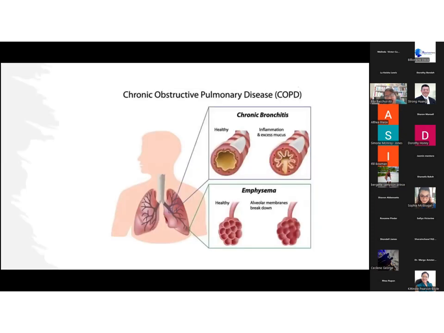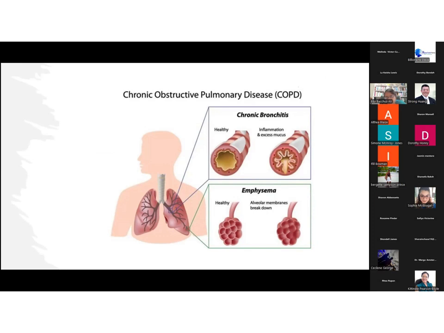Now, this here is showing you just an overview of chronic bronchitis and emphysema. So in chronic bronchitis, you can see the nice healthy airway, nice and clean, and then you can see all the changes that happen to the airway in chronic bronchitis. So you can see inflammation, you can see swelling, you can see reduction in your airway diameter, and further reduction of that airway diameter because of a lot of mucus being present there.